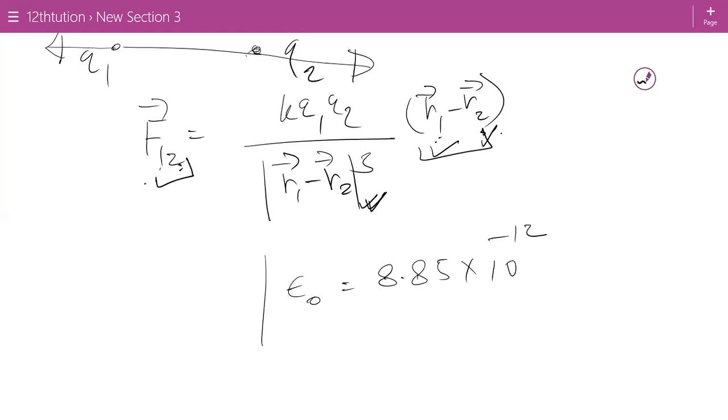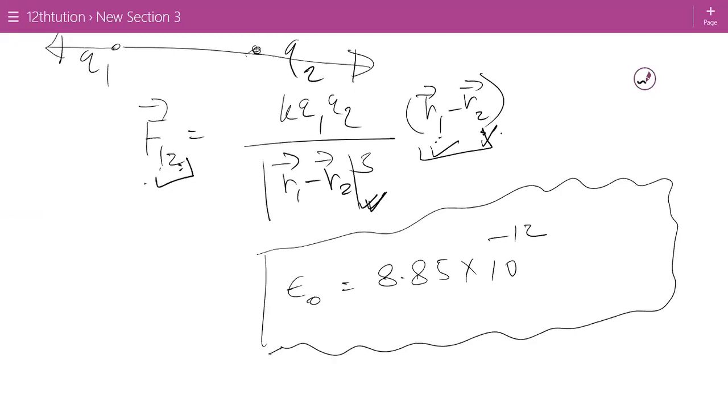I don't remember if I have written this value in the previous class. This is the value of epsilon naught. Now what will be the units of epsilon naught? Because the value we can remember, but remembering the unit is difficult, right? So how would you calculate the unit of epsilon naught? We have done it several times, right?